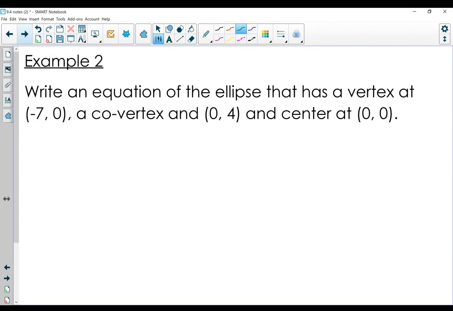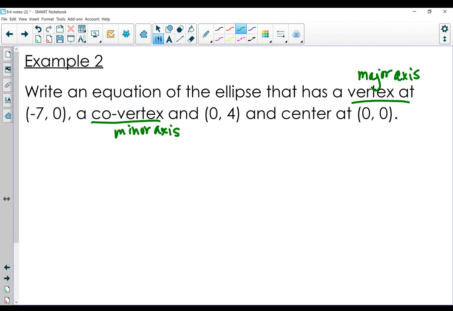For example 2, it says to write an equation of the ellipse that has a vertex at negative 7, 0, a co-vertex at 0, 4, and the center is at 0, 0. So they're giving us some information here. When they tell me I have a vertex somewhere, that's giving me a clue about the major axis. When they say something about co-vertex, that's giving me a clue about the minor axis.